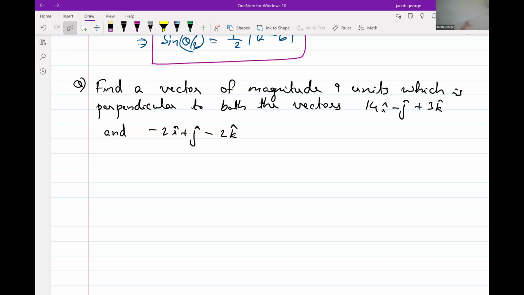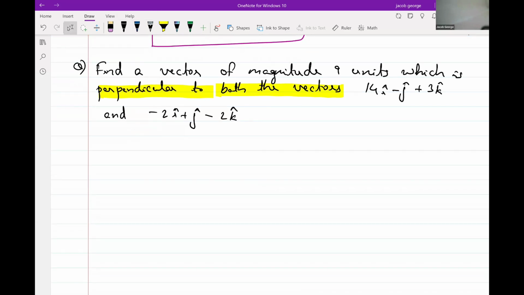What is the magnitude of a unit vector? 1. Then we have to get the magnitude 9. 9 into 1 is 9. So multiply that unit vector by 9. We get 9 times 1 as 9. The magnitude of that vector will be 9. So because of this phrase, I repeat, which phrase? Perpendicular to both the vectors, we have to find the cross product. Because of this, we should find the cross product. So let's start.